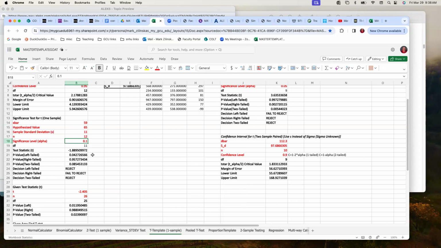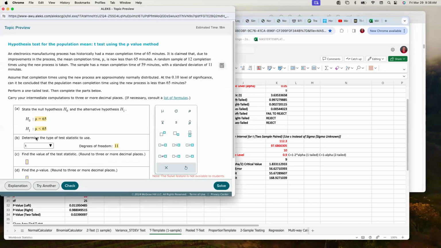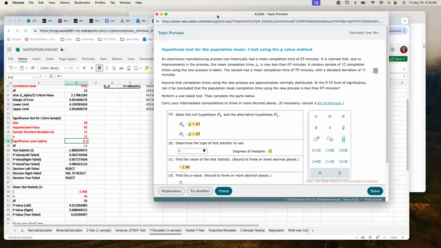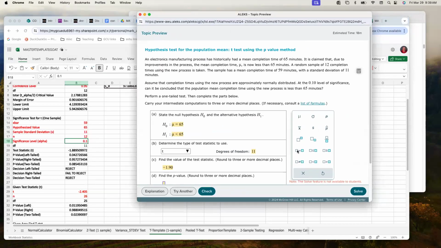Okay, so we see we have a test statistic here now of 1.889. So if we round out to 3 decimal places, that's going to give us negative 1.890. Okay, so let me go ahead and put that in. Let me slide this over so I don't look at that at the same time. Okay. Negative 1.890. So I need an 8 there.